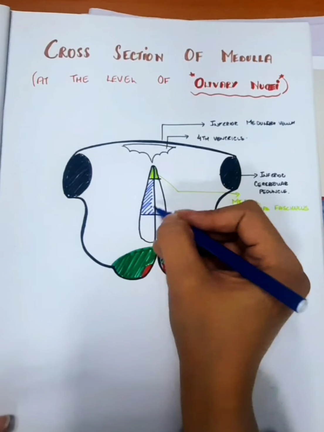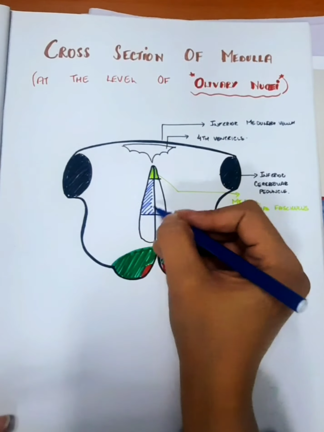In the floor of the fourth ventricle, there is a very important arrangement of the cranial nerve nuclei. Medial most is the hypoglossal nucleus, concerned with the 12th hypoglossal nerve. From this nucleus, the hypoglossal nerve emerges on both sides and exits between the pyramid and the olive.